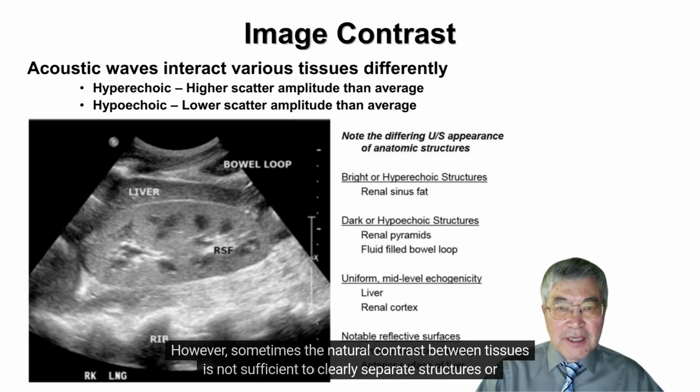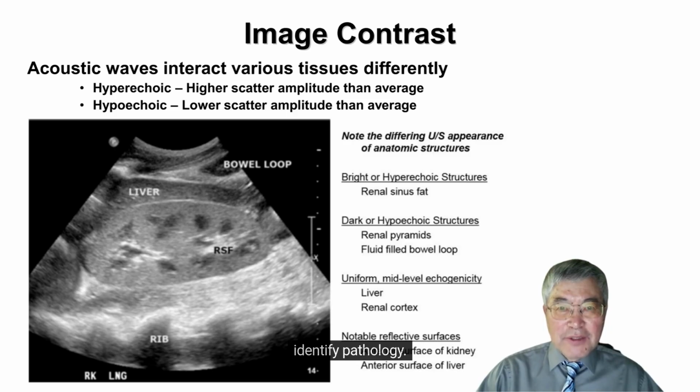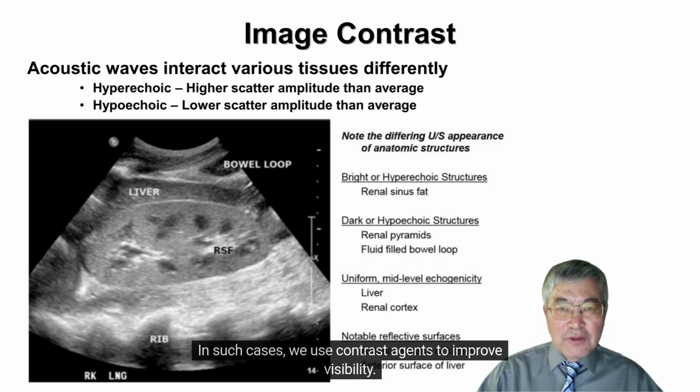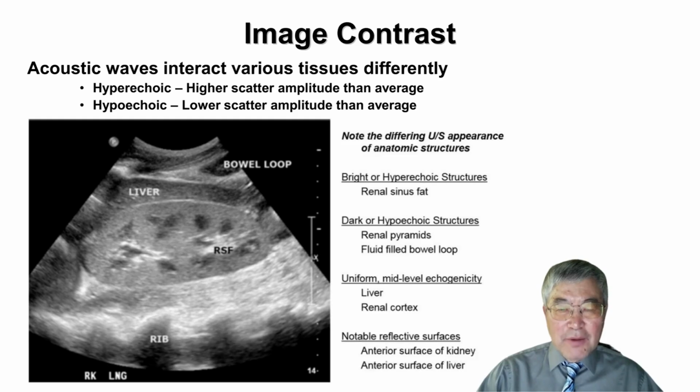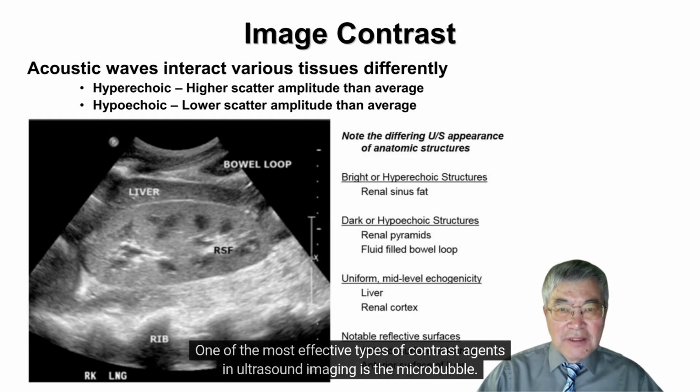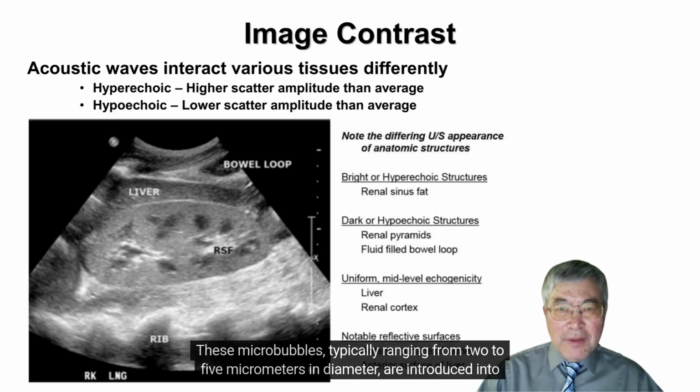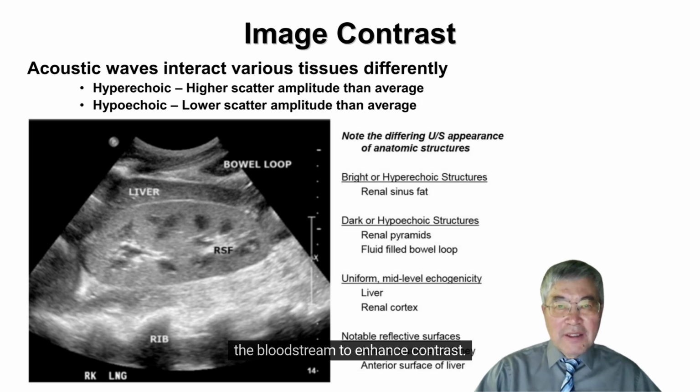However, sometimes the natural contrast between tissues is not sufficient to clearly separate structures or identify pathology. In such cases, we use contrast agents to improve visibility. One of the most effective types of contrast agents in ultrasound imaging is the microbubble. These microbubbles, typically ranging from 2 to 5 micrometers in diameter, are introduced into the bloodstream to enhance contrast.